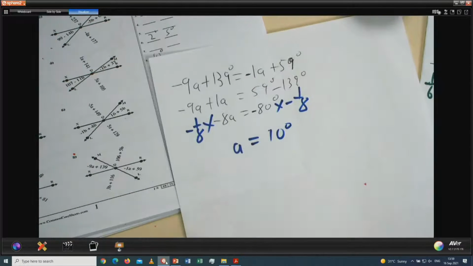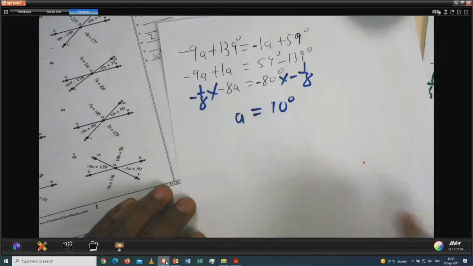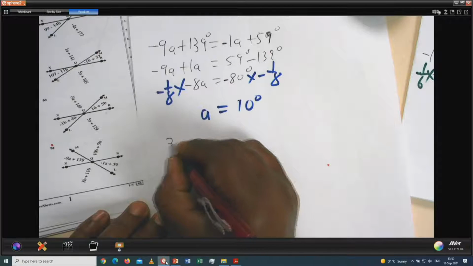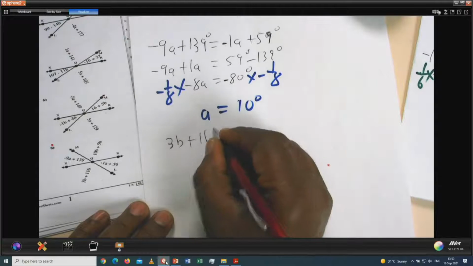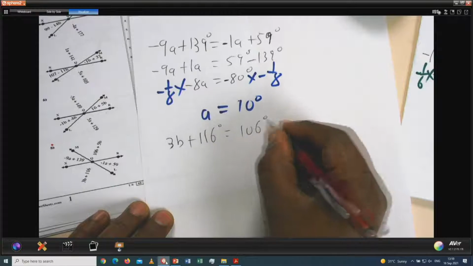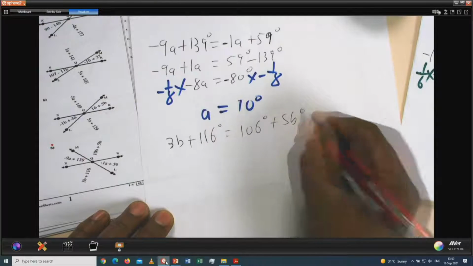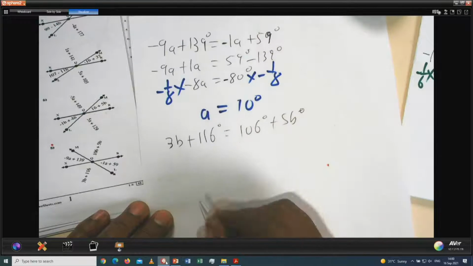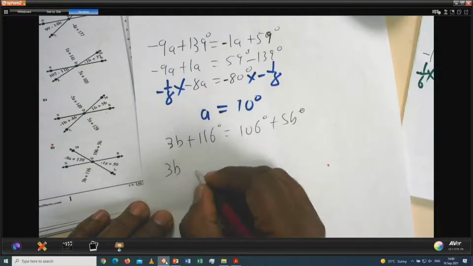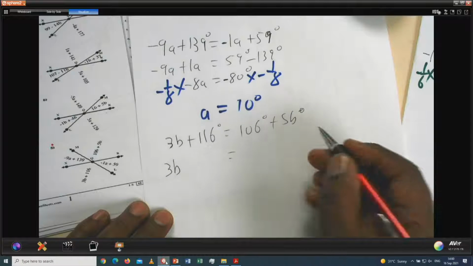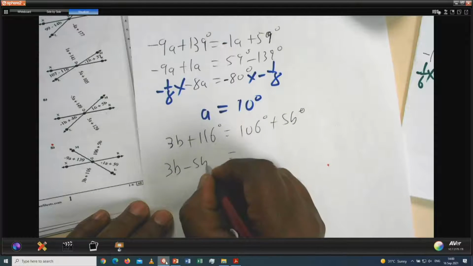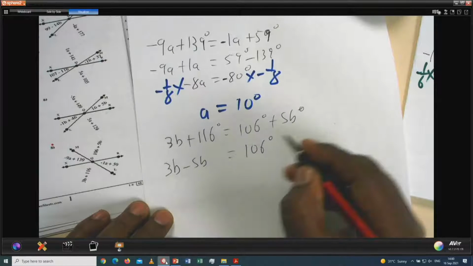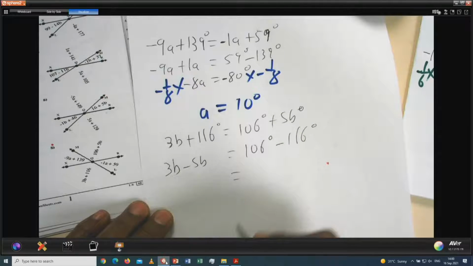Now, in closing, we go to B. Again, vertically opposite. 3B plus 116 degrees equals 106 plus 5B degrees. All right. 3B does not change position, therefore the sign doesn't change. That one, variables on the left, changing position, the sign changes. This one remains the same because it's not moving. That one changes the sign because it's moving.